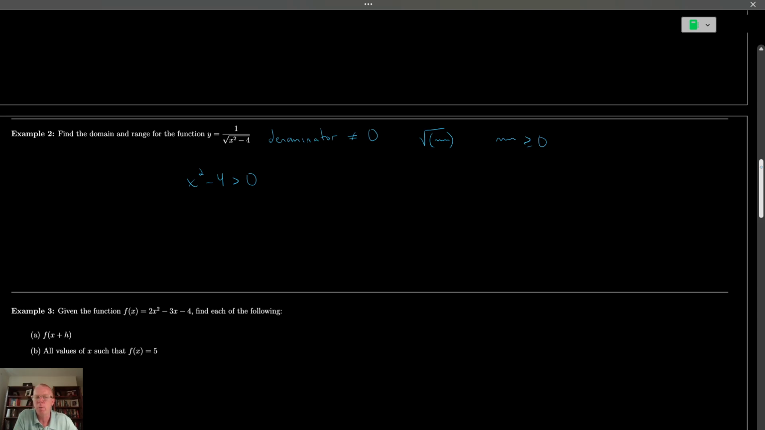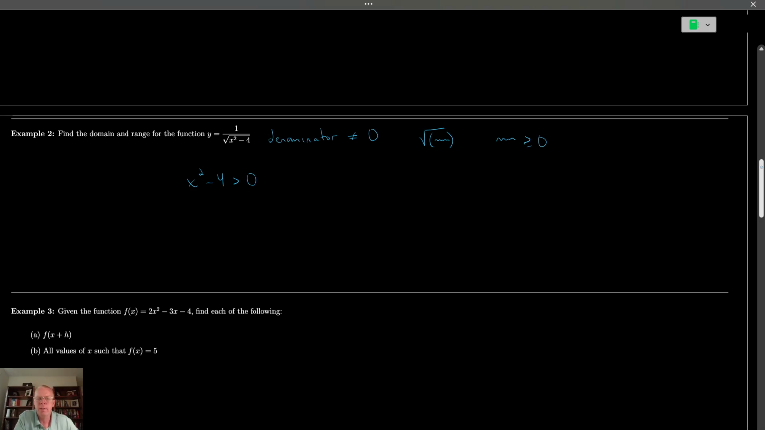Because if x squared minus 4 equals 0, the square root of 0 is 0. That is no good. If x squared minus 4 is negative, that's no good either, because we cannot take the square root of a negative number. So we just need to solve this.